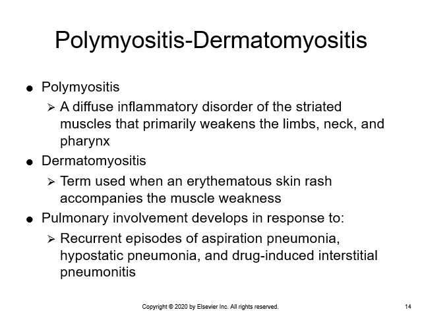Pulmonary involvement develops in response to recurrent episodes of aspiration pneumonia caused by esophageal weakness and atrophy, hypostatic pneumonia secondary to weakened diaphragm, and drug-induced interstitial pneumonitis.